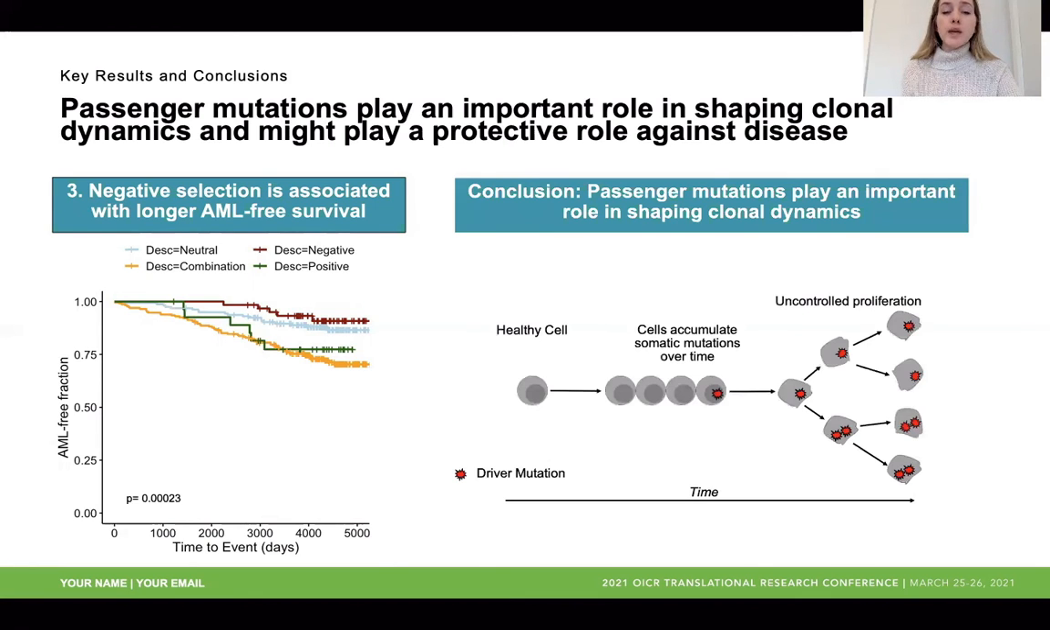Our work finds that we cannot study cancer through a lens of positive selection alone, and that passenger mutations play an important role in shaping clonal dynamics of progression to cancer.